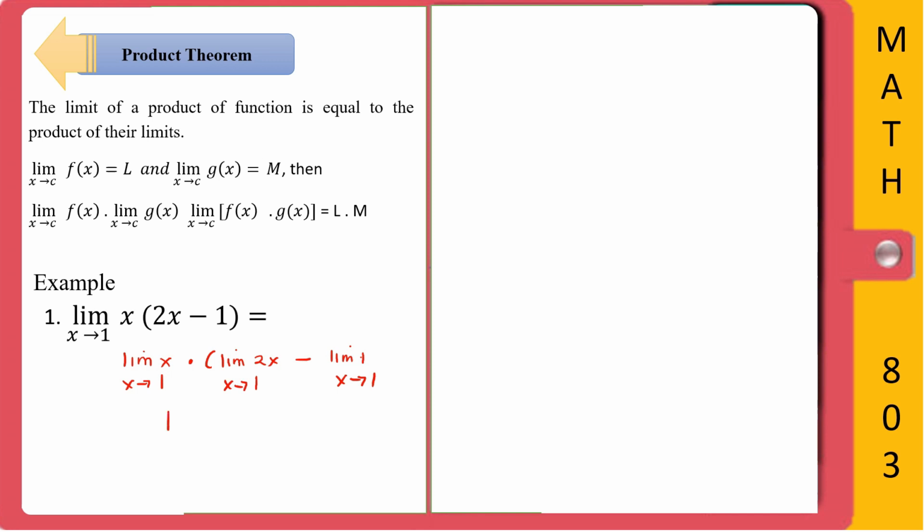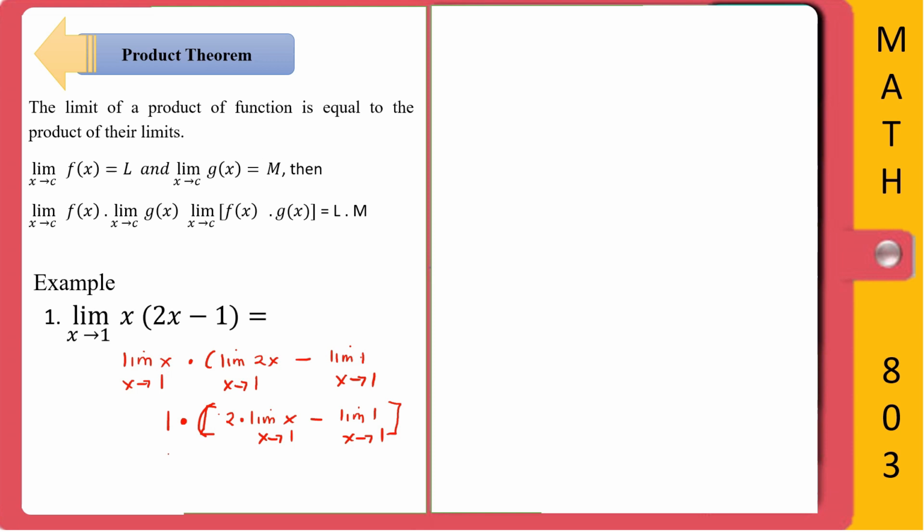So it becomes 1 multiplied by, since this will be a constant multiple theorem wherein our k will be 2, we have 2 multiplied by the f of x, which is x, as x approaches 1, subtract the limit of 1 as x approaches 1.